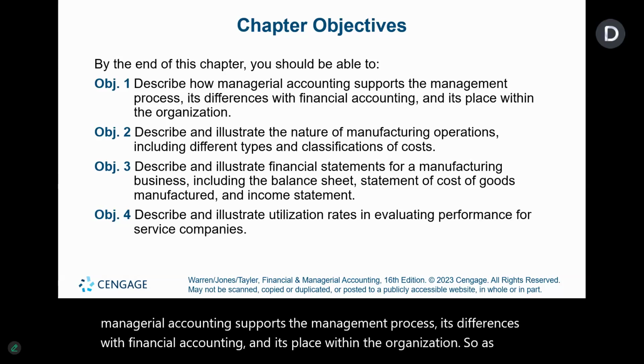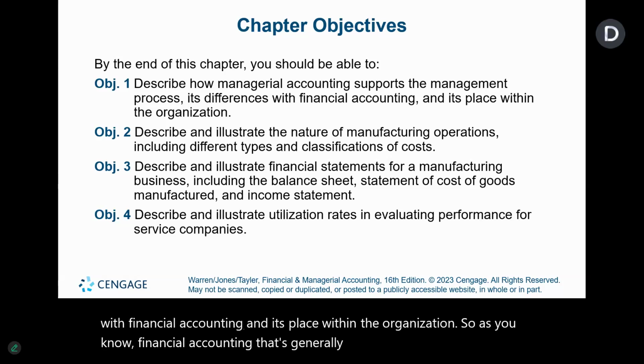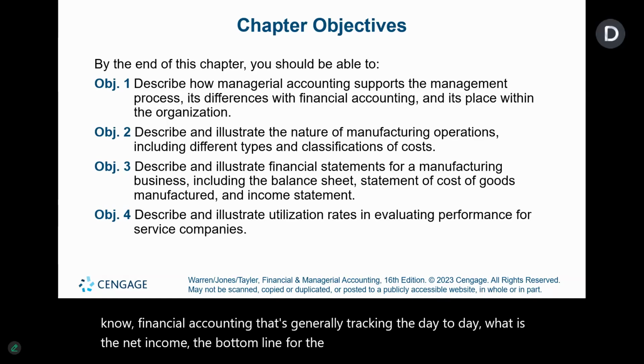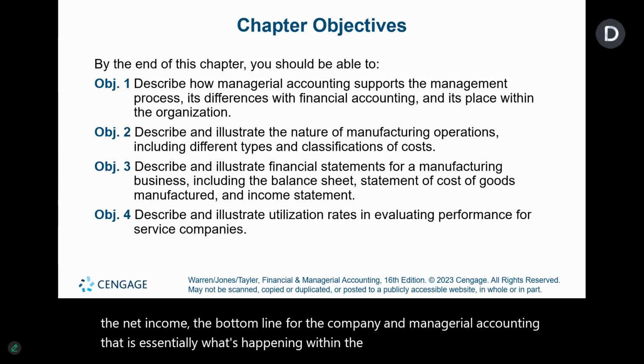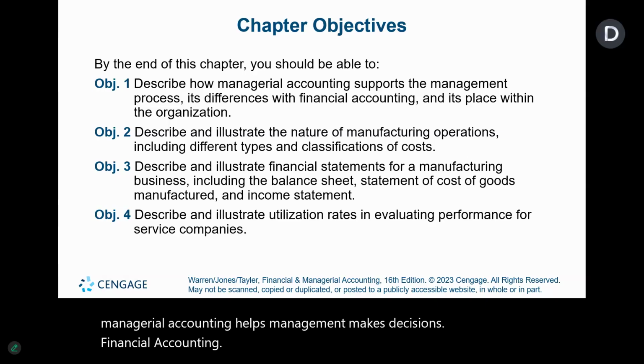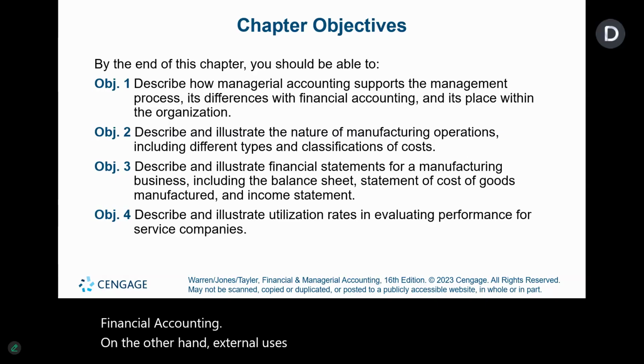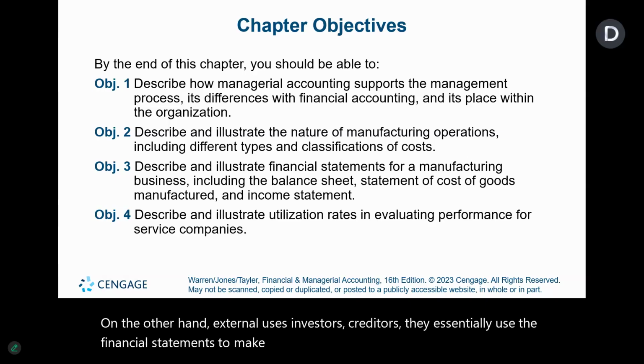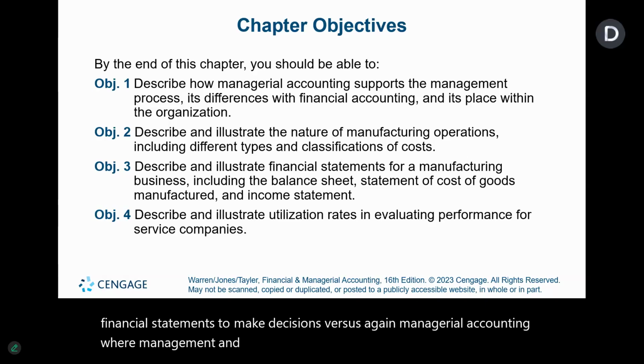As you know, financial accounting is generally tracking the day-to-day: what is the net income, the bottom line for the company. Managerial accounting is essentially what's happening within the organization itself, and it helps management make decisions. Financial accounting, on the other hand, is used by external users, investors and creditors, who use the financial statements to make decisions, versus managerial accounting, where management and internal individuals use that information to make decisions.